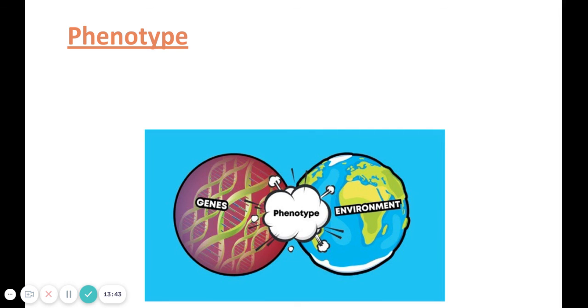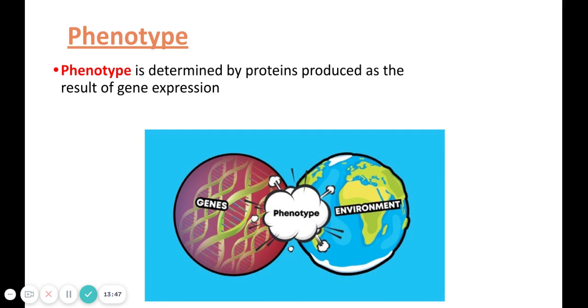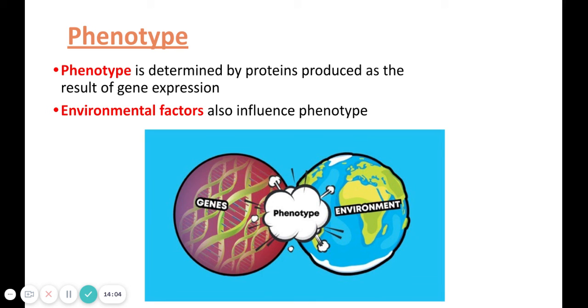Finally, phenotype. In National 5, we said it's your physical appearance. That is determined by the proteins produced. We did cellular differentiation. We said that stem cells become specialised through that process of differentiation because they express those genes which code for the proteins which are characteristic of that cell type. However, it's not just the genes, there's also environmental factors which influence your phenotype.